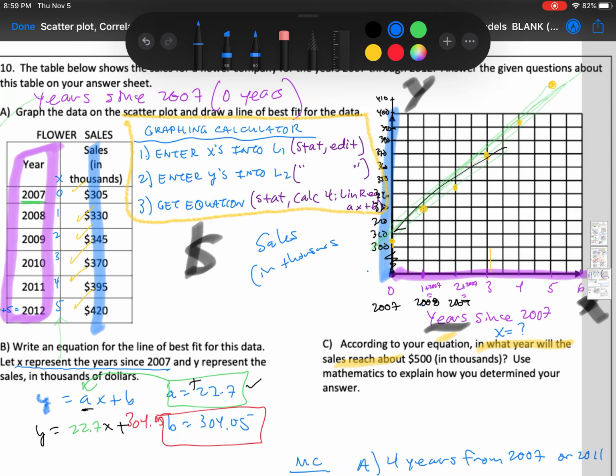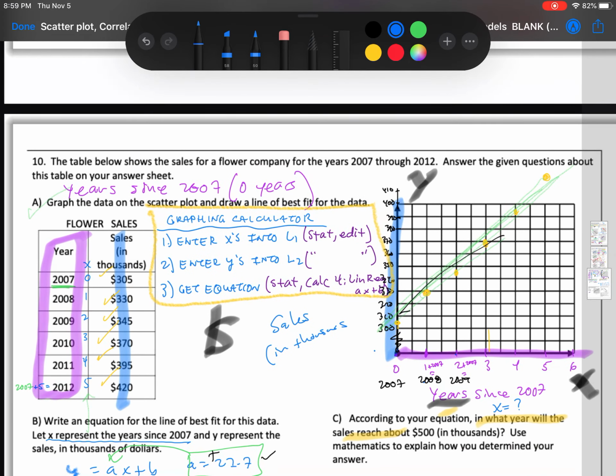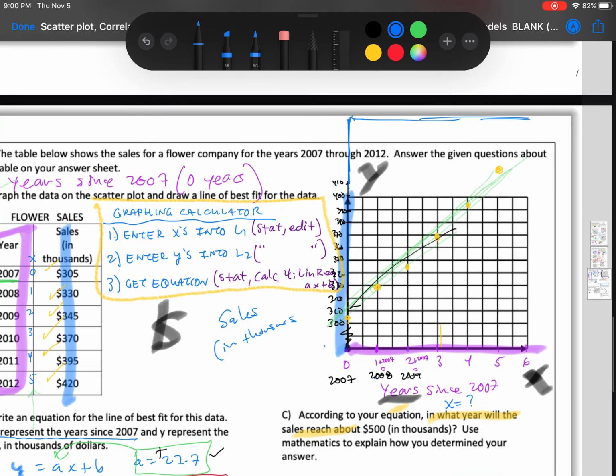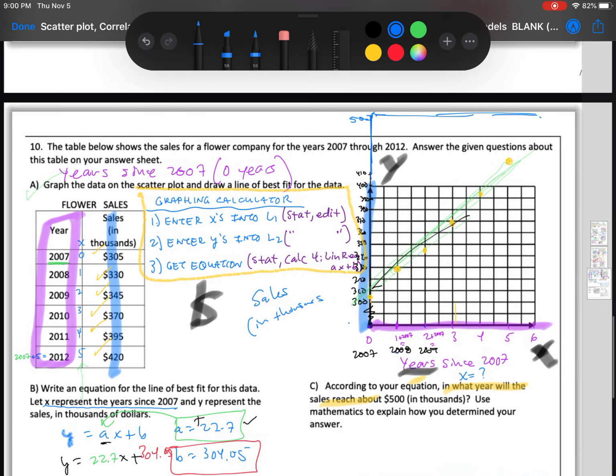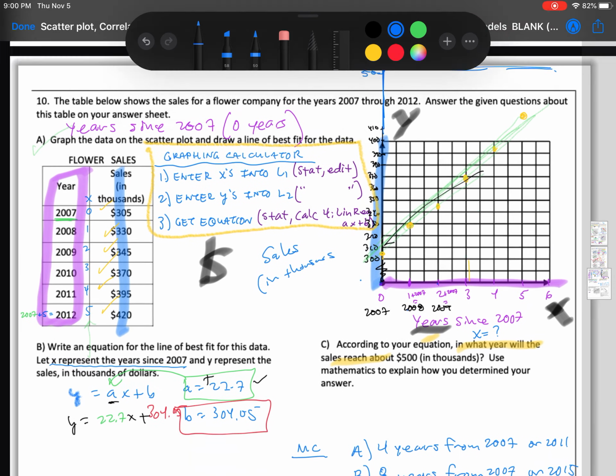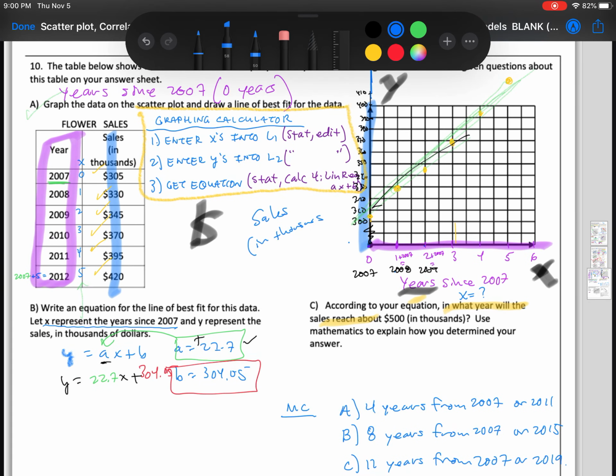Will you reach $500? So notice that it's too high on my graph to estimate. This is the extrapolation, right? It's too high. I don't feel confident because it's outside of where we're at. So, but you can use the equation here. So we're trying to find an x value, okay? And I want to point out, let's see what color I can use, green. In what year will the sales reach 500,000?